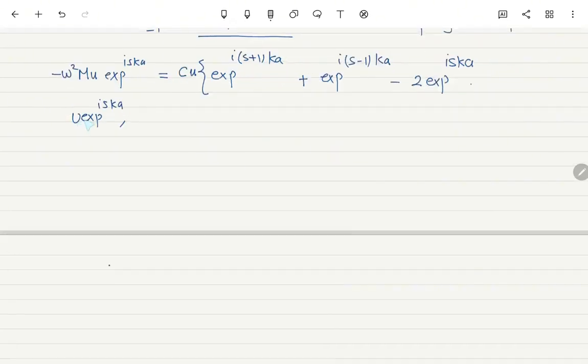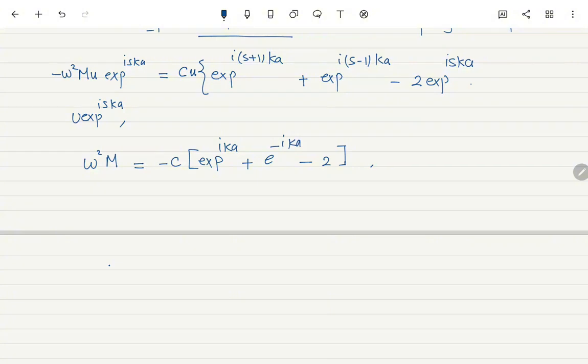Now when u exponential i s k a cancels out, the remaining will be omega squared M equal to C times exponential i k a plus again exponential minus i k a, minus 2, because i s k a cancels out.